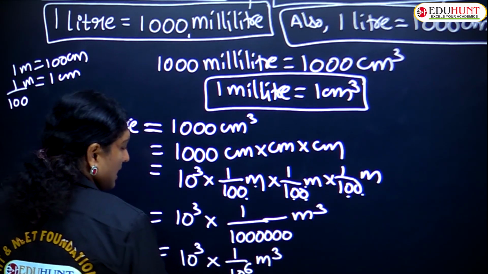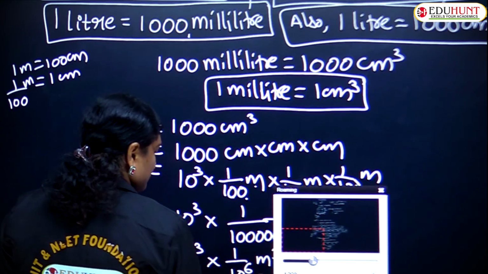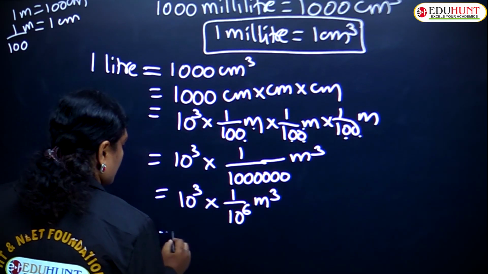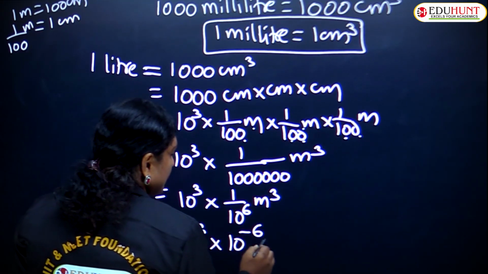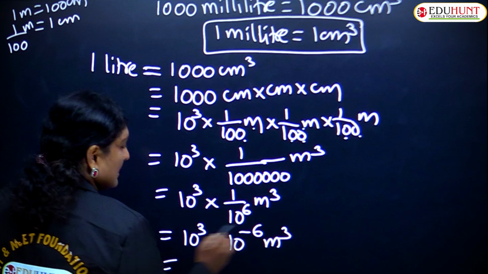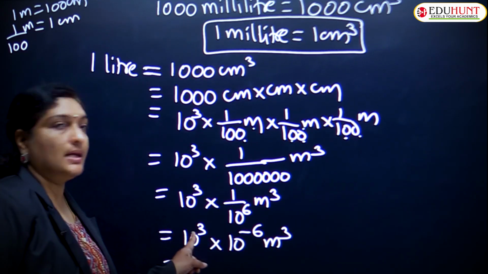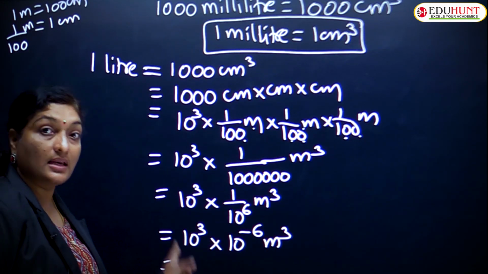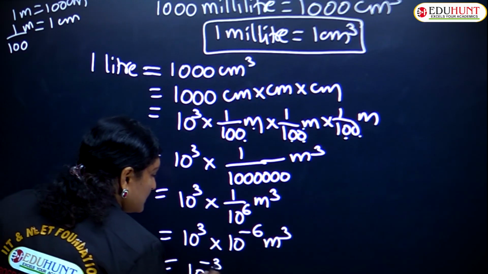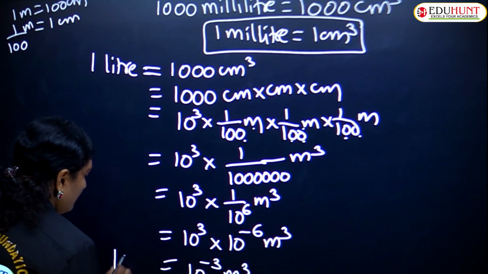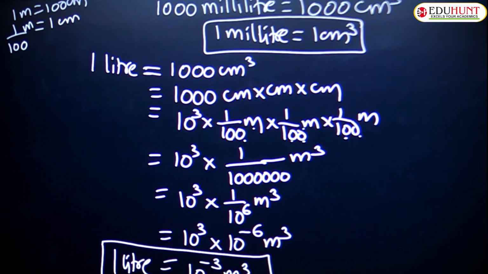10 power 6 bring upwards. What will you get, children? 10 power 3 into, bringing 6 upwards, it will become minus 6 meter cube. So plus 3 minus 6. 6 minus 3 is 3, 3 minus 6 is minus 3. So we have 10 power minus 3 meter cube. So clearly 1 liter is equal to 10 power minus 3 meter cube.